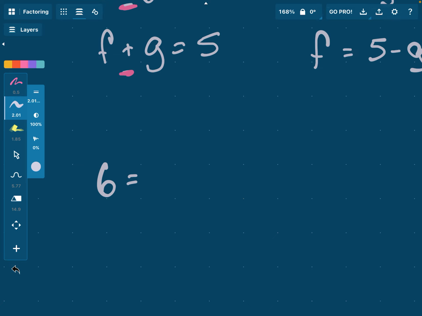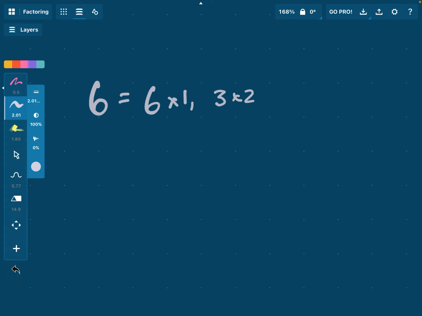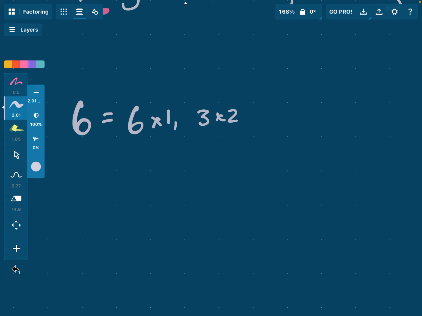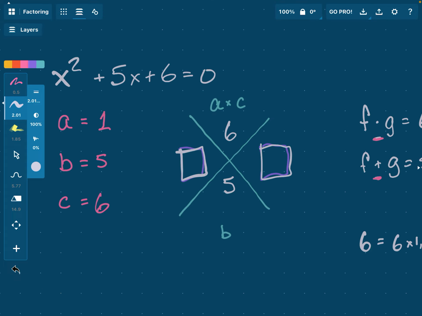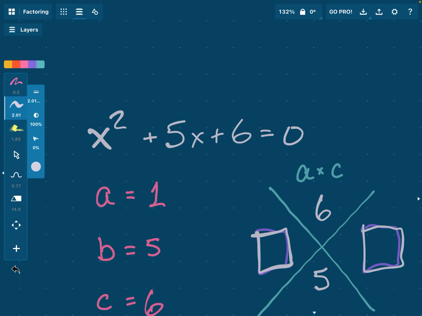And what is a multiplicative pair? Well, it's two numbers that are going to multiply to 6. In this case, 6 times 1 or 3 times 2. These are 6's multiplicative pairs. We're only going to look at the positive numbers here since we don't have any negative numbers in our original quadratic, so we're just going to leave that out.